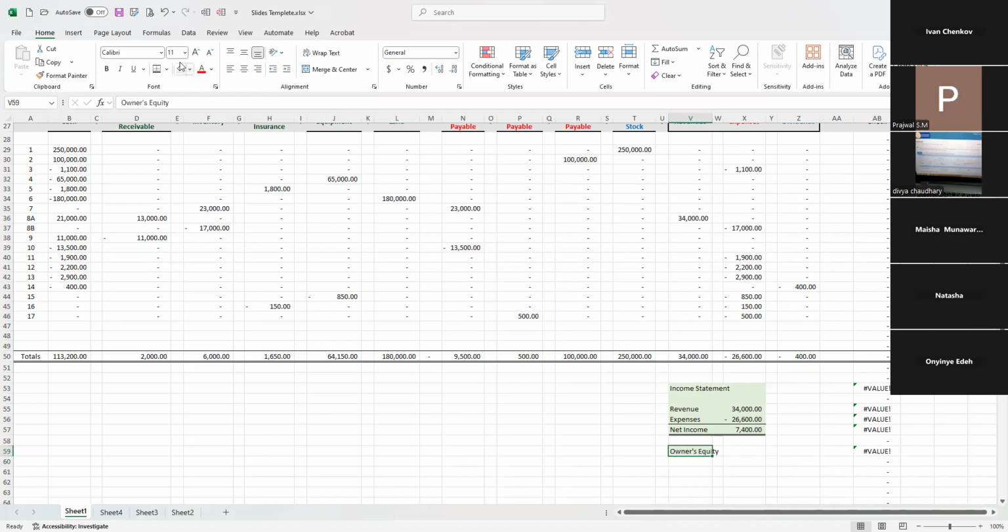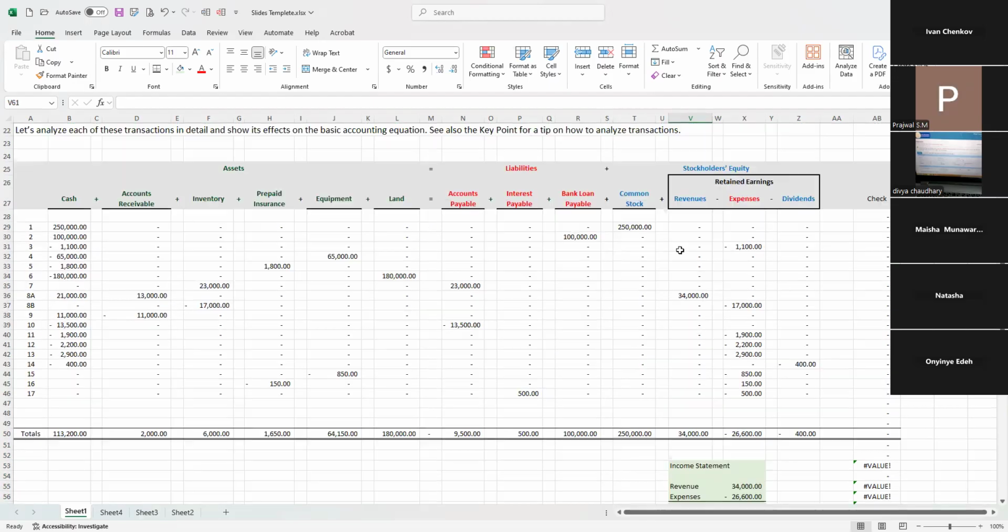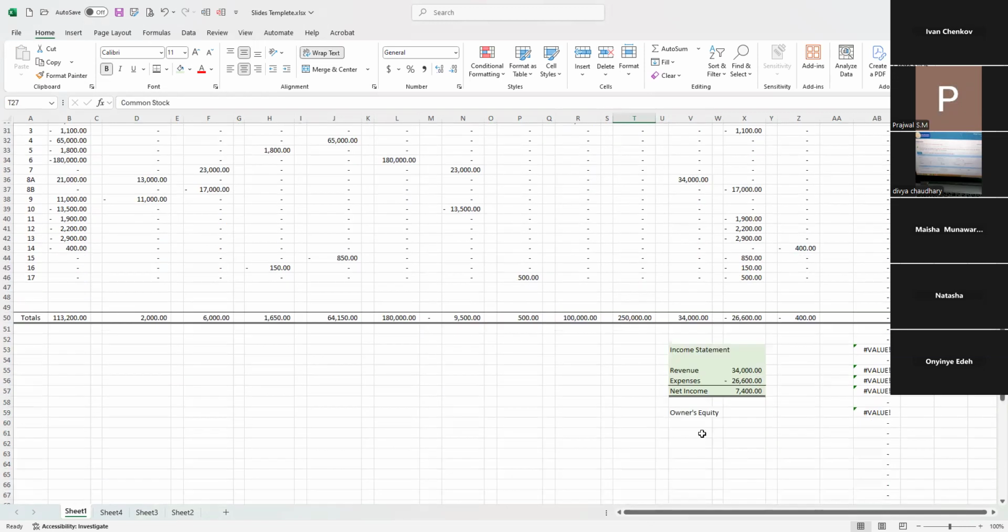So let's get rid of this. We don't need this one. So what do I need for the owner's equity? I need the contributed capital, right? Owner's capital. And retained earnings. Once I get those two, I can see how much is the owner's equity. Correct?